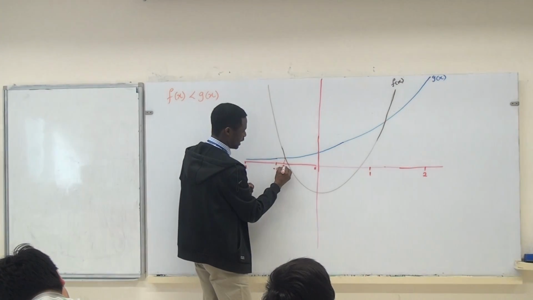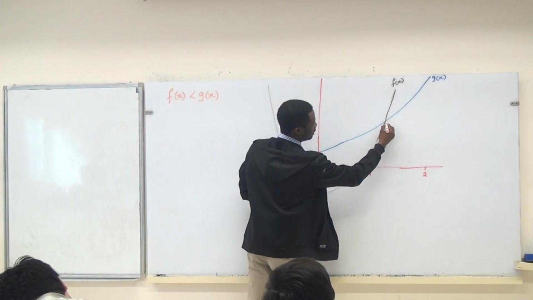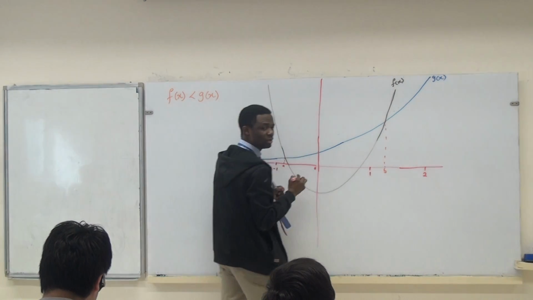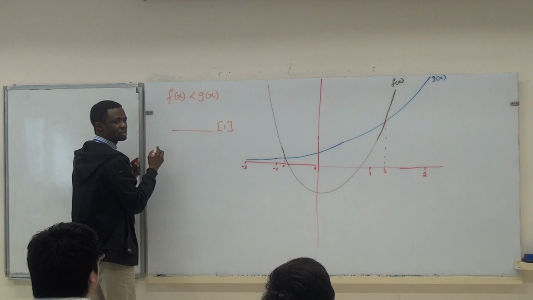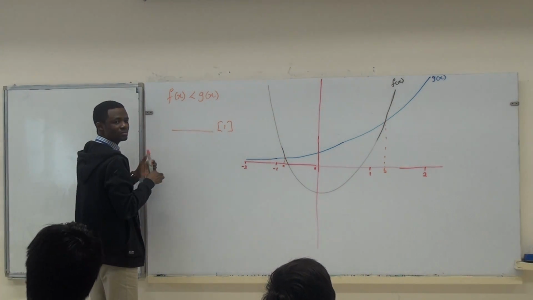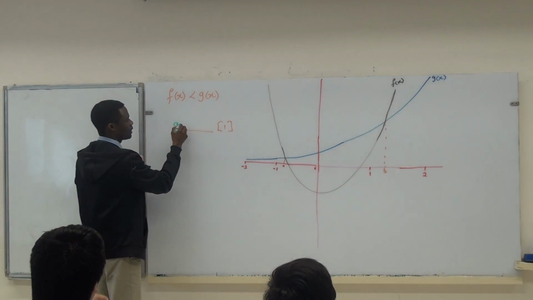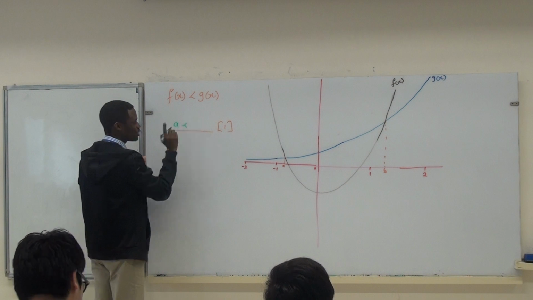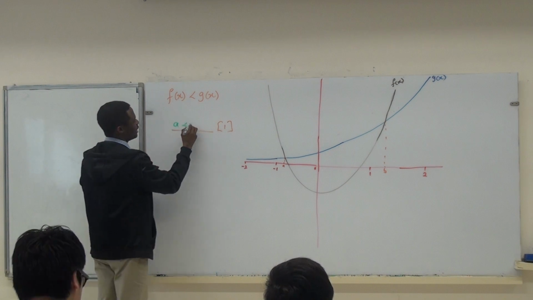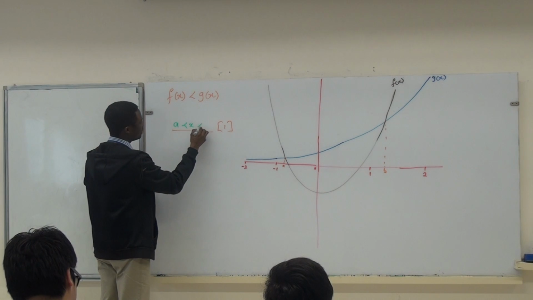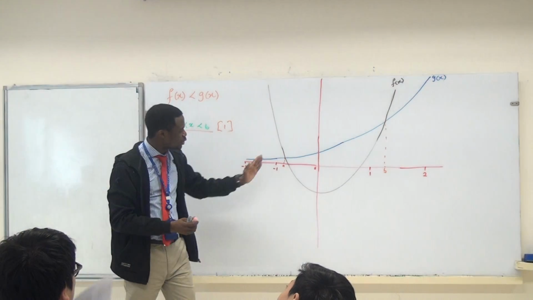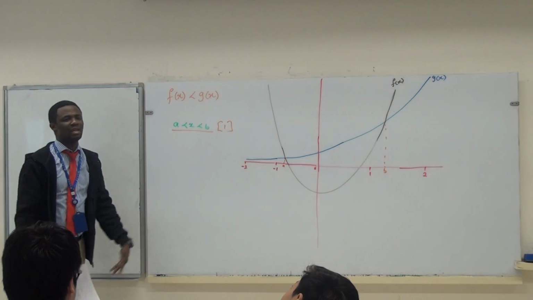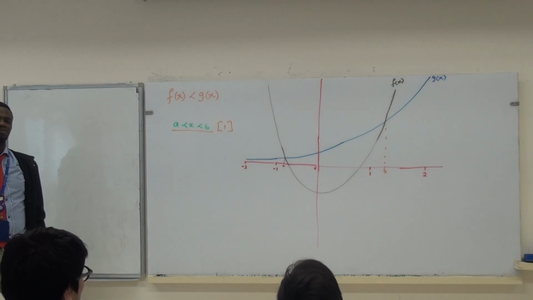So if this point is A, whatever your A is, and if this point is B, that is what this question asks. That is why it's just one point. So how do we write the answer now? A less than, I told you to stop using greater. A less than x less than B. This is the range of values. And that's the solution to the inequality.